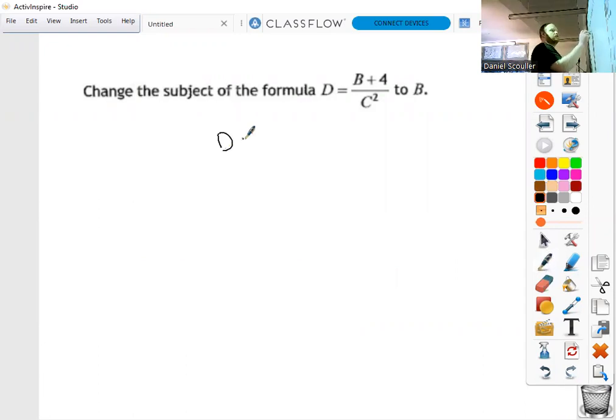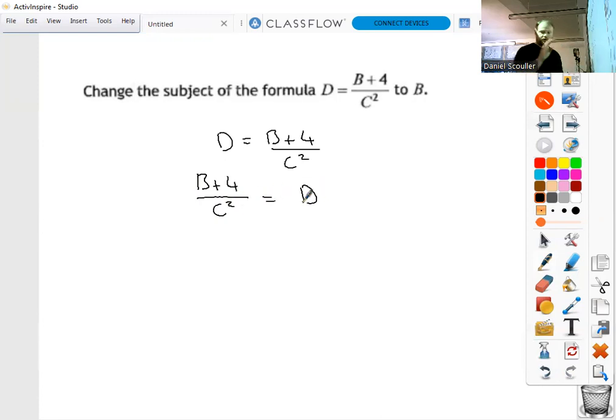I'll rewrite it here. It's B equals B plus 4 over C squared. What I'm going to do, because B is on the top of that, I'm going to flip that round. Because there's an equal sign there, I can just switch the left-hand side and the right-hand side without changing any symbol or sign. So b plus 4 over c squared is equal to d.